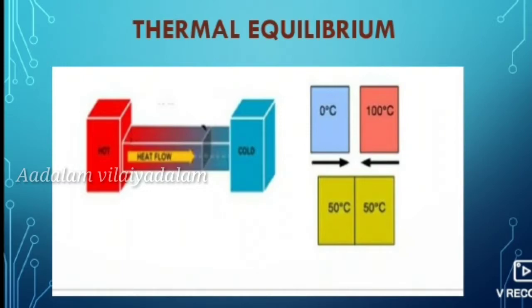And this process will continue until the two bodies attain the equilibrium state, that is 50 degrees Celsius. The temperature increases from 0 degrees Celsius to 50 degrees Celsius and decreases from 100 degrees Celsius to 50 degrees Celsius. Now both bodies attain the equilibrium temperature of 50 degrees Celsius. That is, during heat energy transfer, there is a rise in temperature of the cold body and a decrease in temperature of the hot body.